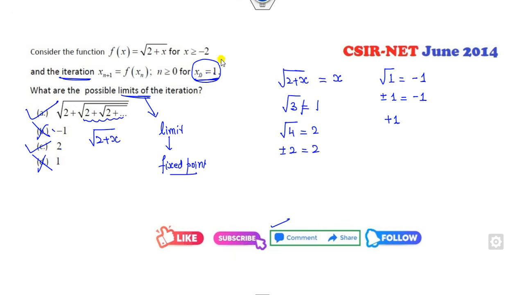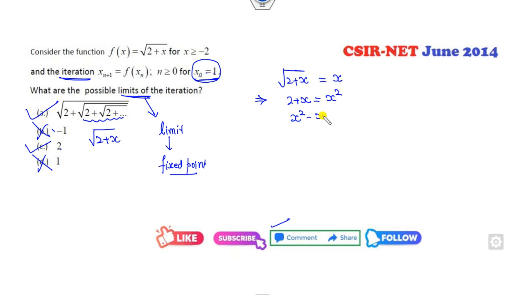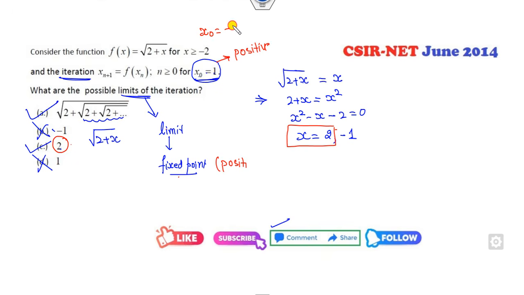You can start from the options. Otherwise you can find the limit of this, the value of x. 2 plus x is x square, or you can say x square minus x minus 2 equals 0. So x will be 2 and minus 1, but because x0 is positive, the limit will converge to the positive limit point. That means x converges to the positive limit point. So 2 is the only right one. If say x0 were minus 3, then it converges to the negative limit.